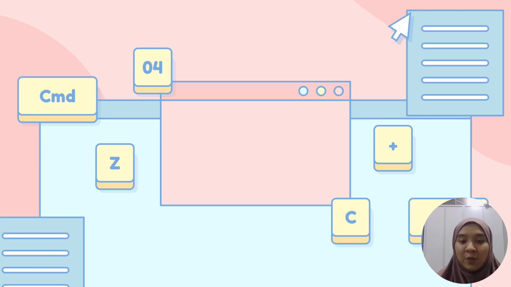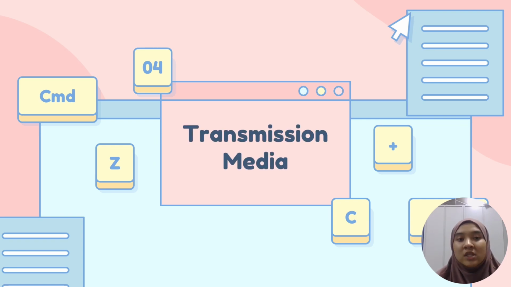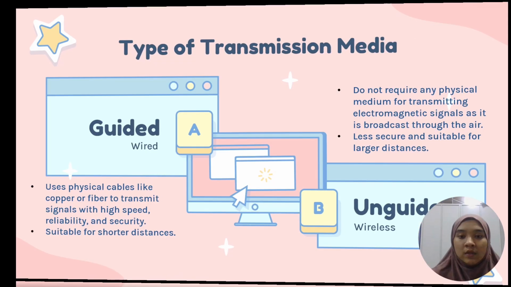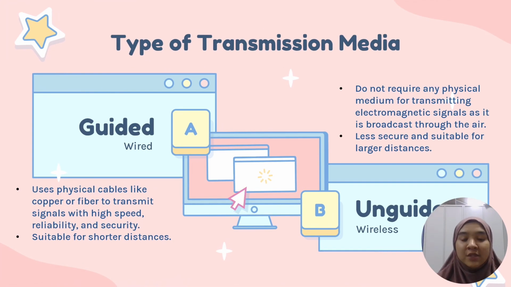The last component of computer network is transmission media, which is the physical pathway that enables data transfer from one device to another. There are two types of transmission media, which are guided and unguided. Guided is the wired transmission media, which uses physical cables like copper or fiber to transmit signals, and it is only suitable for shorter distances. Unguided is wireless, which transmits signals through the air using electromagnetic signals. This is much more suitable for larger distances.